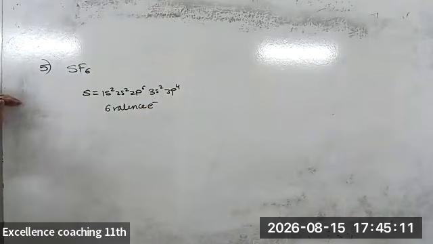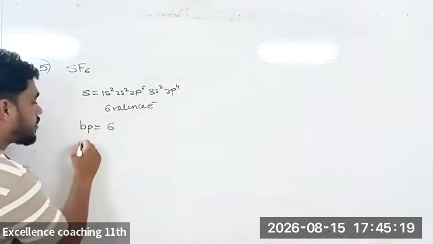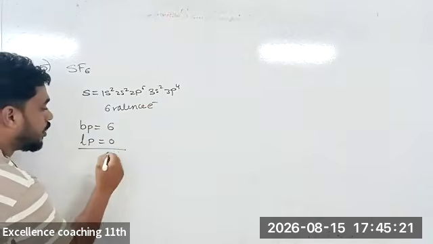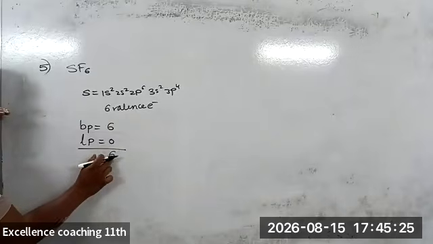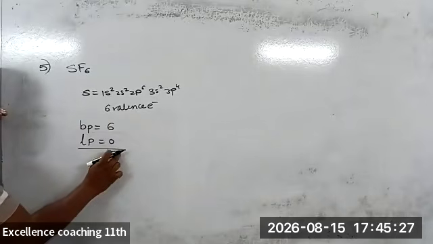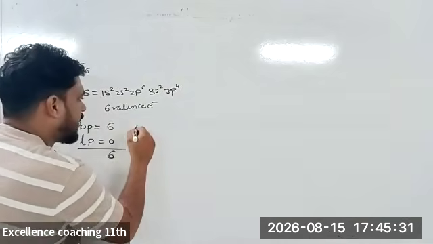I'm not going that much fast. So how many bond pairs? 6. How many lone pairs? 0. Total count is what? 6. These two are important. Total count. So whenever total count is 6, what is the type here?